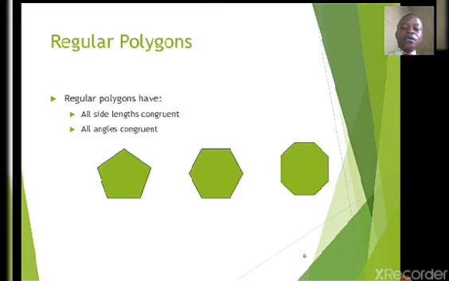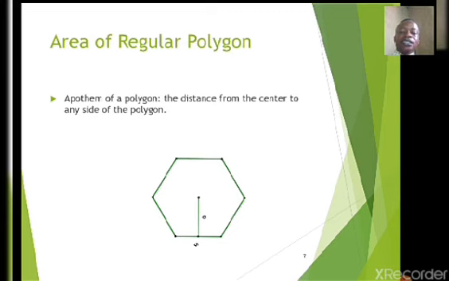All angles are congruent. That is, all the angles are the same. So that's a regular polygon. We can see the examples. Then we want to talk about the area of a regular polygon. Then there is something called the apothem of a polygon.